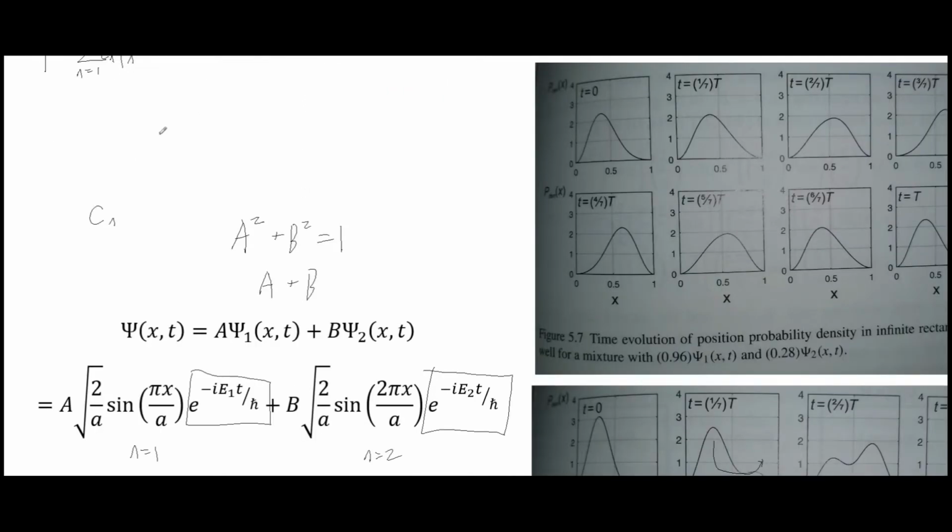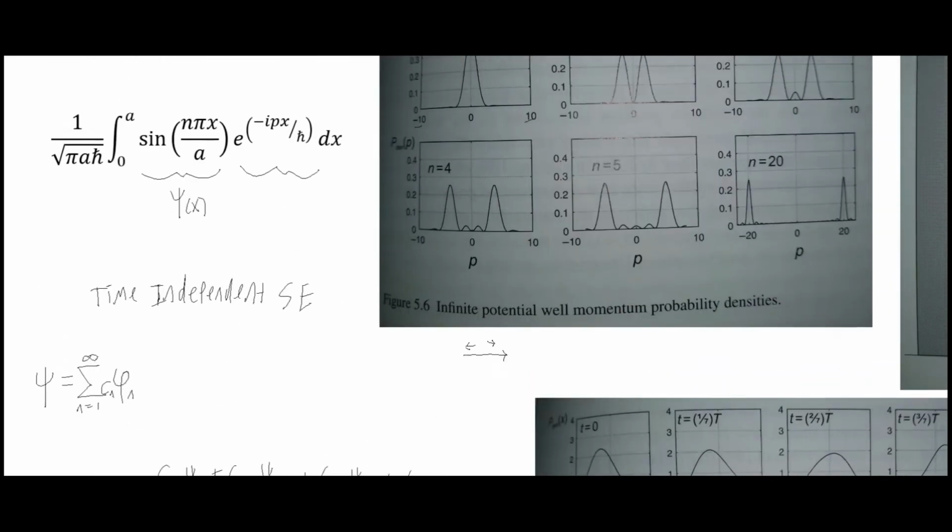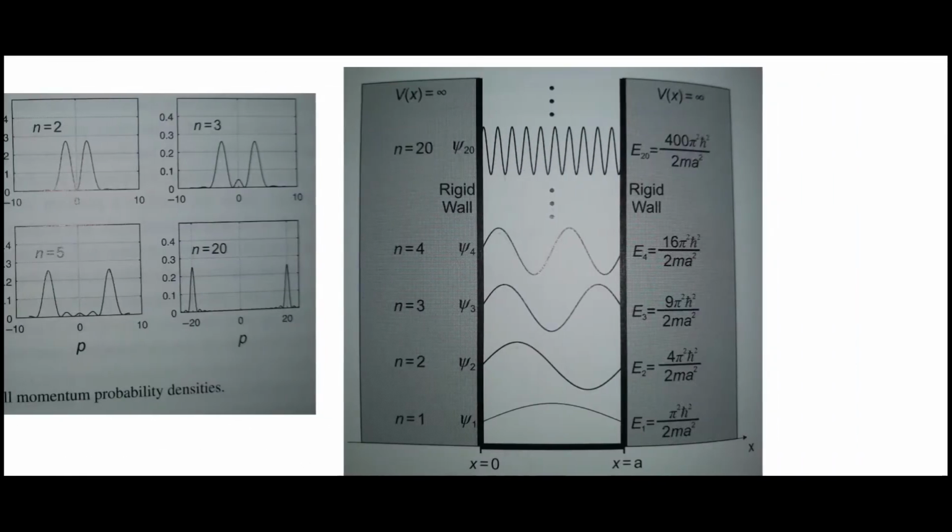And you can imagine, if we start adding in more of these, for instance C1 psi 1 plus C2 psi 2 plus C3 psi 3, that's going to have an even different evolution in time. Then if we add in even more, we will get even different looking evolutions over time.